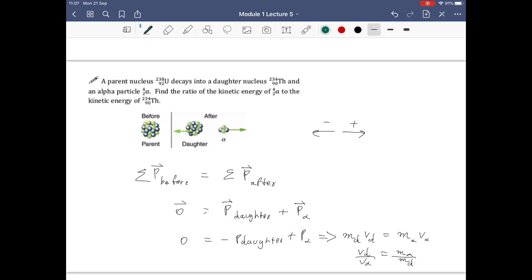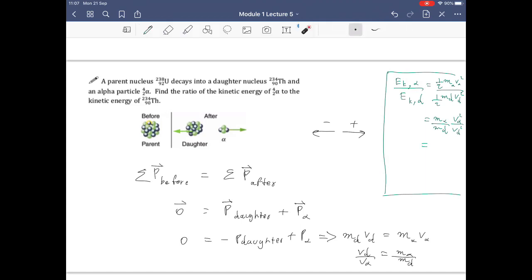So I will continue the calculation here. We want to find Ek of alpha over Ek of daughter. So that would mean 1/2 m alpha v alpha squared over 1/2 m daughter v daughter squared. So that would be m alpha over m daughter times v alpha squared over v daughter squared.